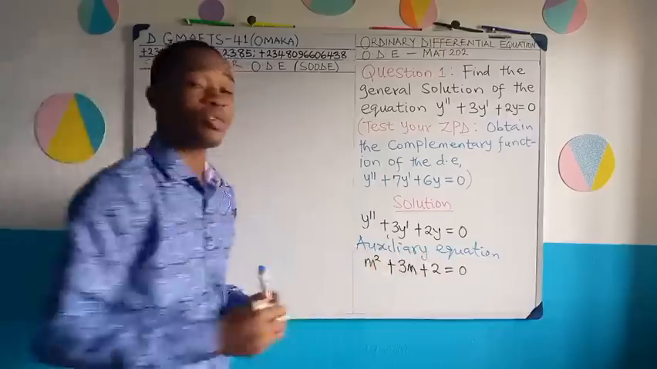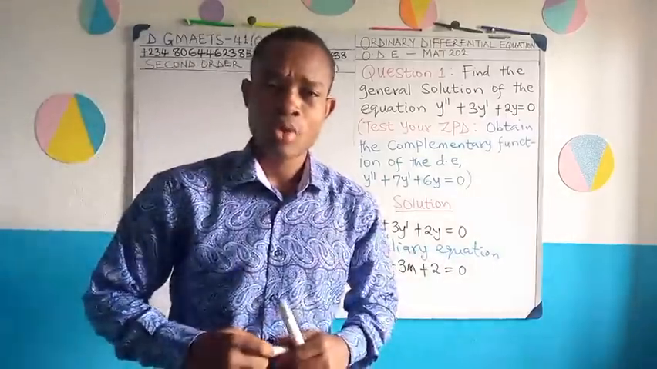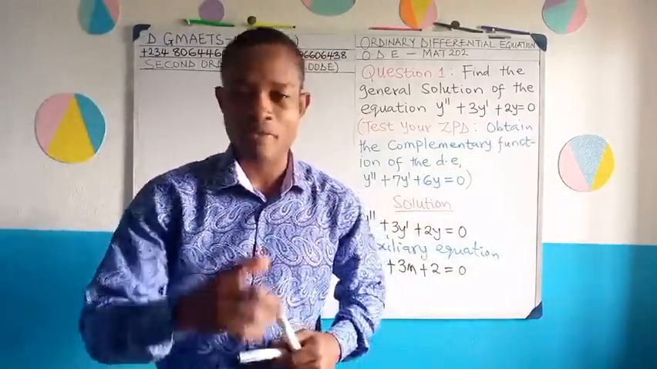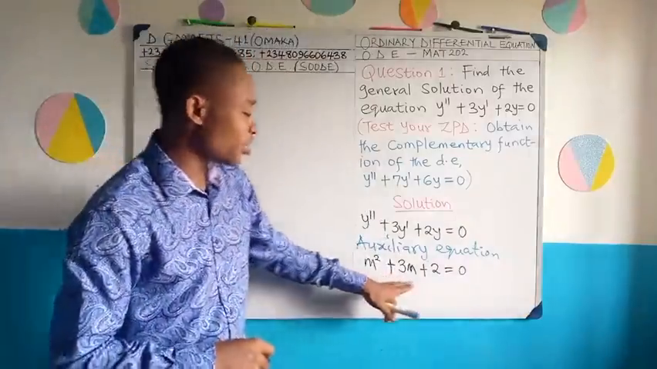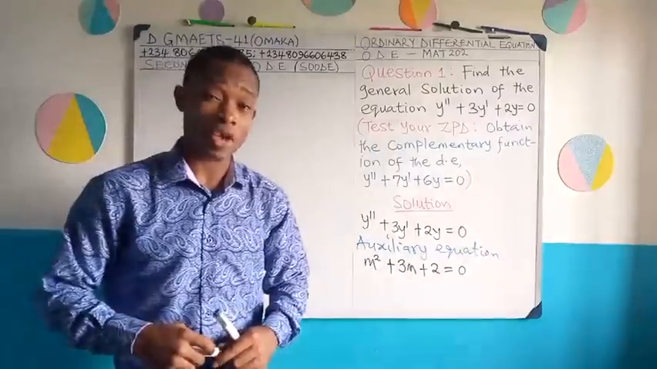So this is the auxiliary equation, which is a quadratic equation. We shall solve this quadratic equation and see. But first of all, let's check. Can we factorize this quadratic equation? Is it factorizable?